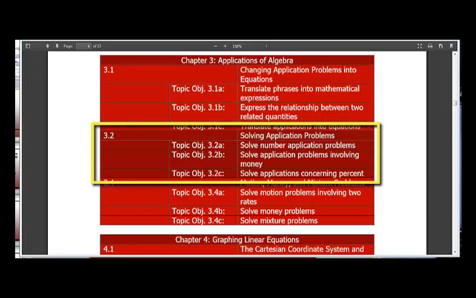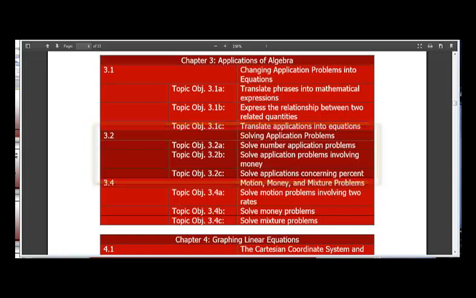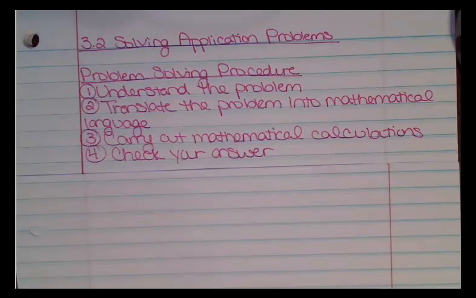Today we will be in Chapter 3, Section 2, Solving Application Problems. Our three topic objectives for today are to solve number application problems, solve application problems involving money, and to solve applications concerning percents.